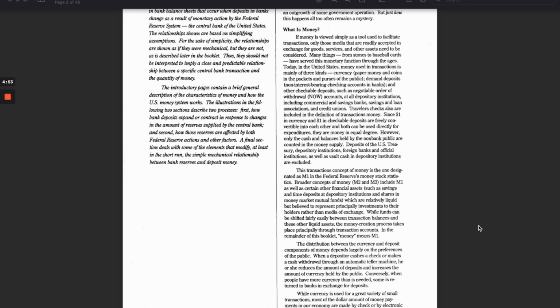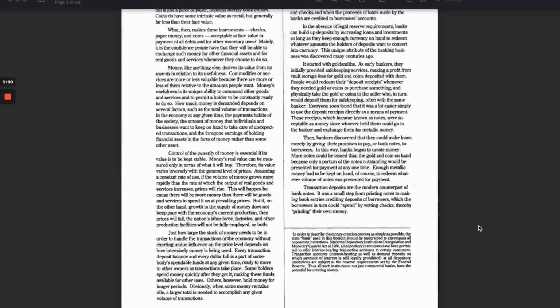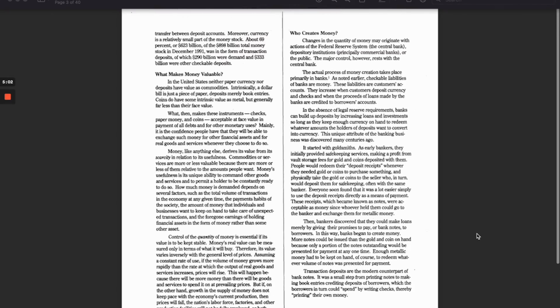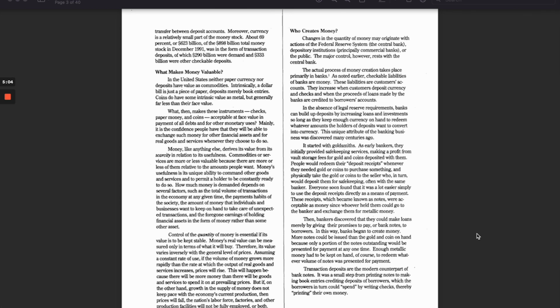While currency is used for a great variety of small transactions, most of the dollar amount of money payments in our economy are made by check or by electronic transfer between deposit accounts. Moreover, currency is a relatively small part of the money stock. About 69% or $623 billion of the $898 billion total money stock in December 1991 was in the form of transaction deposits, of which 290 billion were demand and 333 billion were other checkable deposits.